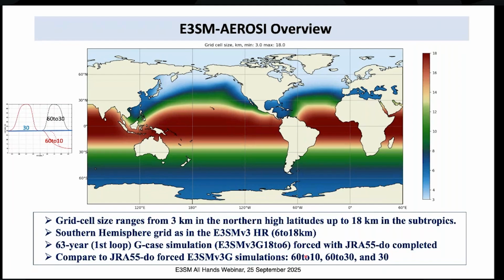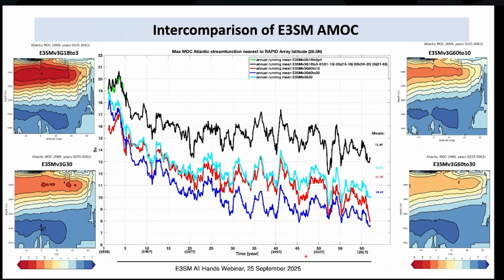So the first result I'd like to start with is the AMOC simulation. The middle panel is showing time series of AMOC at the RAPID array latitude 26.5. And there are 4 different simulations starting from no motion, so that's the early part of the spin-up. The blue line is the 60-30 configuration. The red line is 60-10. The cyan is the 30 kilometer newer version of the coarse resolution. And then AEROSI is shown in a black line. The little numbers on the right show the 63-year mean.